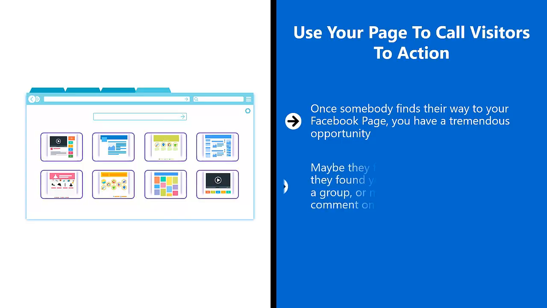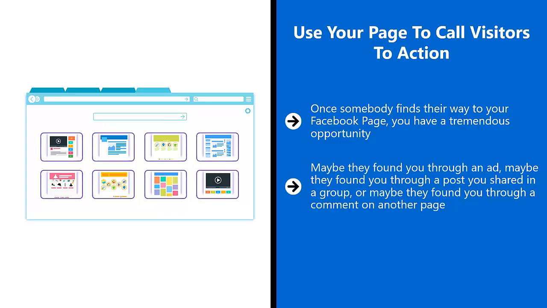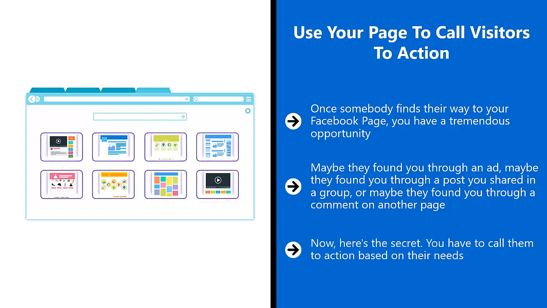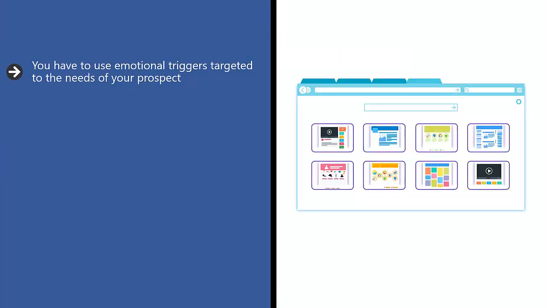Don't blow it. Maybe they found you through an ad. Maybe they found you through a post you shared in a group. Or maybe they found you through a comment on another page. Regardless of how they find you, call them to action. Now, here's the secret. You have to call them to action based on their needs. You can't just say, click on this button to get a hold of me. Well, any random bum can get a hold of you, and that might not be the right customer for you. You have to use emotional triggers targeted to the needs of your prospect.